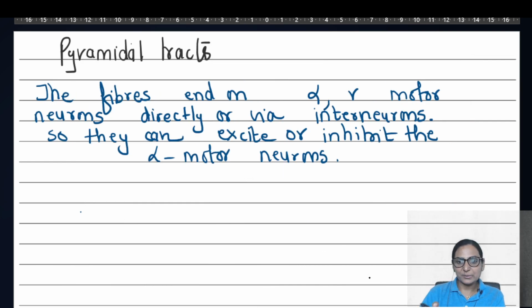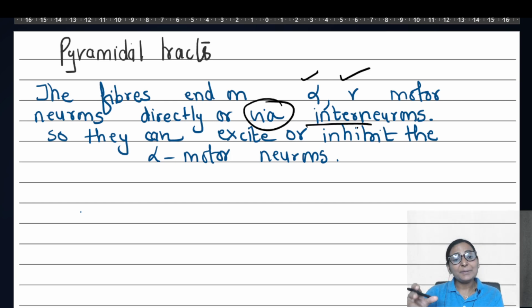Now, these fibers definitely end on the alpha motor neurons and gamma motor neurons, so they can excite these neurons directly, but they can also end on these alpha motor neurons via interneurons. That means they have both excitatory and inhibitory control over the anterior horn cells, or the ventral horn cells of the spinal cord. Because they are communicating through the interneurons, precise control is possible. The regular excitation or inhibition when and where needed is possible.